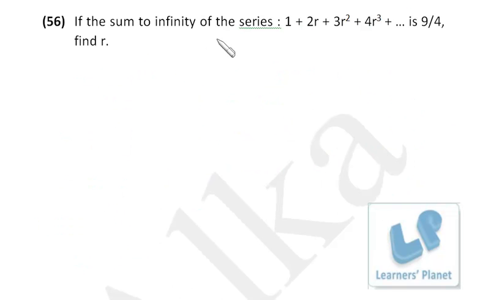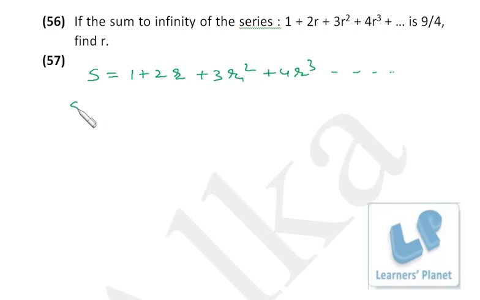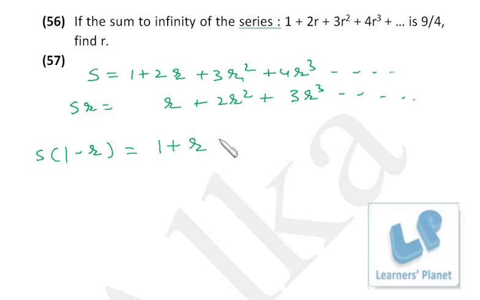Now see this. If the sum to infinity of the series is 9 by 4, find r. The same way we'll proceed. I assume this to be S, so S is equal to 1 plus 2r plus 3r square plus 4r cube and so on, right? The next step is I multiply both the sides by r. So Sr is equal to r plus 2r square plus 3r cube. Okay, now deduct this from this. So S(1 minus r) is equal to 1 plus r plus r square plus r cube and so on. So S(1 minus r) is equal to the sum of an infinite geometric progression with common ratio r, that is a upon 1 minus r.